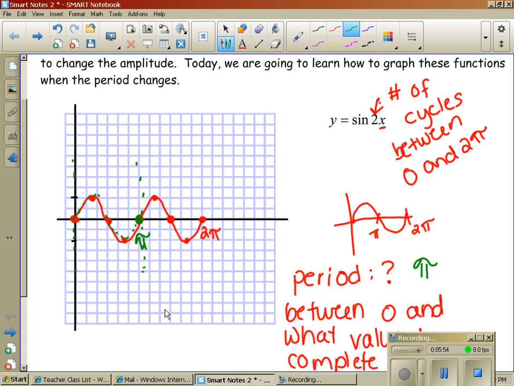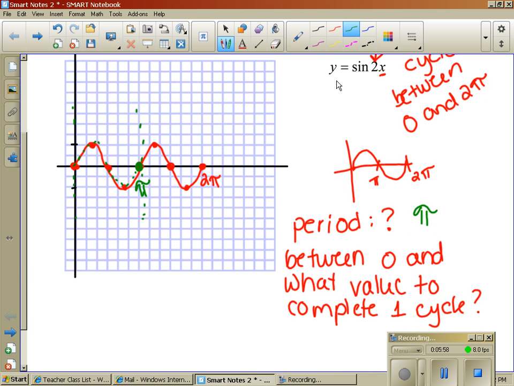Now, the other way that you can remember to answer that question is simply to take this number here, okay? So look at the number that's before the x. We take 2 pi and we divide it by whatever number's in front of the x and simplify, and that's the period. So this number comes from the number in front of x.